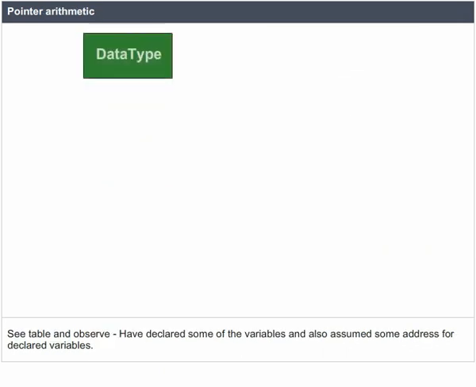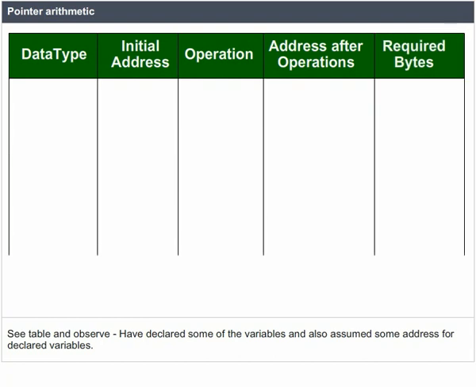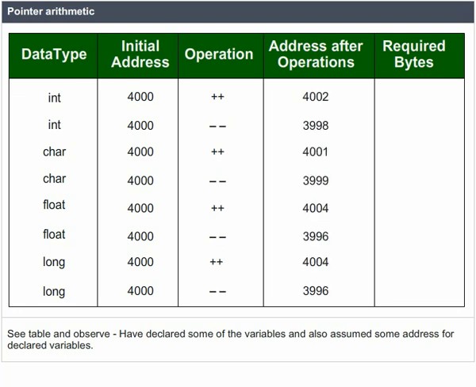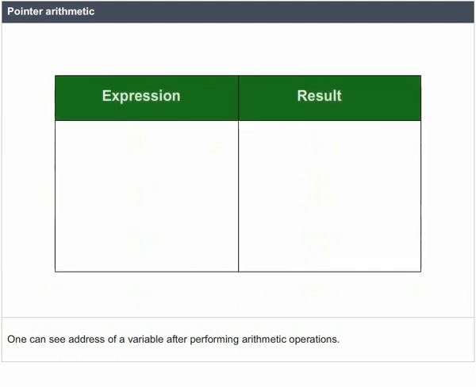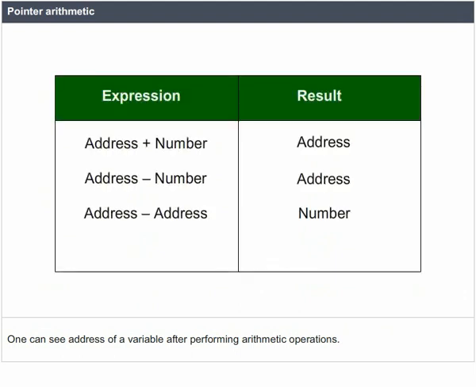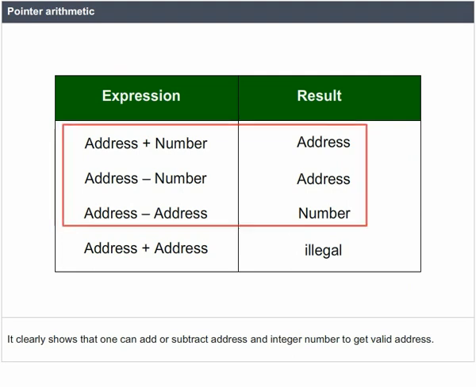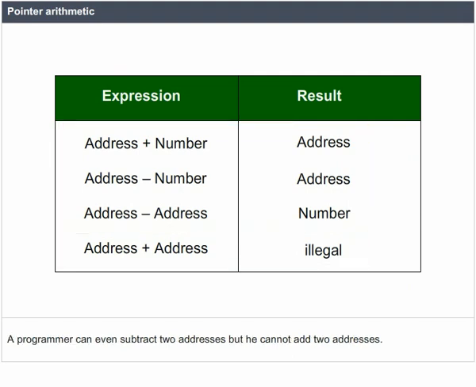Pointer arithmetic. See the table and observe. We have declared some variables and also assumed addresses for the declared variables. One can see the address of a variable after performing arithmetic operations. It clearly shows that one can add or subtract an address and an integer number to get a valid address. A programmer can even subtract 2 addresses, but he cannot add 2 addresses.